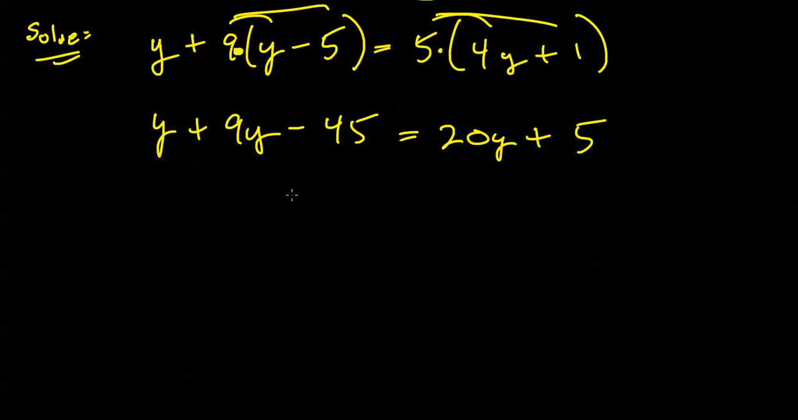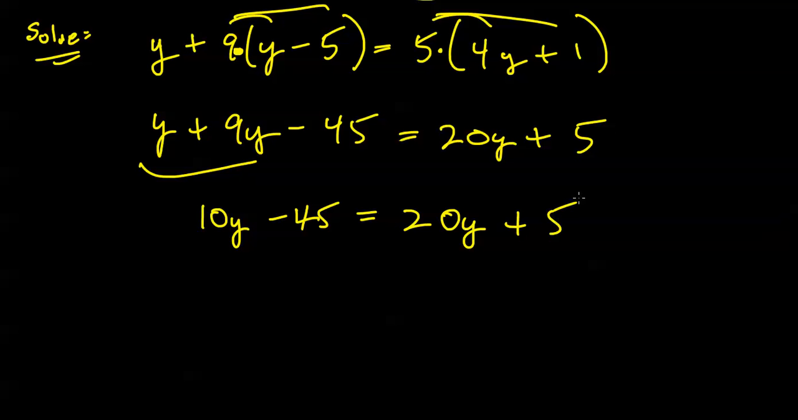I can simplify even further here. Y plus 9y on the left-hand side is 10y. So 10y minus 45 equals 20y plus 5. Looks nice and neat. I would probably subtract 10y from both sides. In that way, I'll isolate y on the right with a positive coefficient.